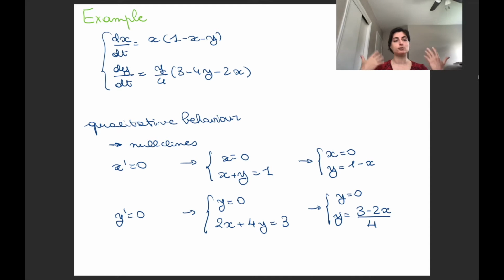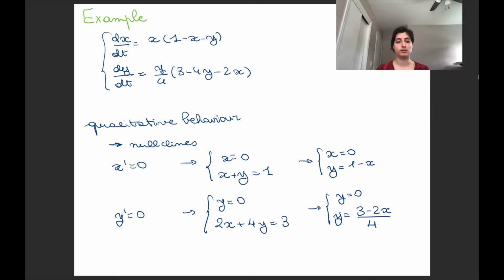The first step is we look at an example in which we chose some values for all the epsilons, sigmas, and alphas, and we have dx/dt equal to x times (1 minus x minus y), dy/dt equal to y divided by 4 times (3 minus 4y minus 2x). To study the qualitative behavior, so an understanding of what is happening in the situation, the first step is computing the nullclines. So we want x prime equal to 0. That gives us either x equal to 0 or x plus y equals 1.